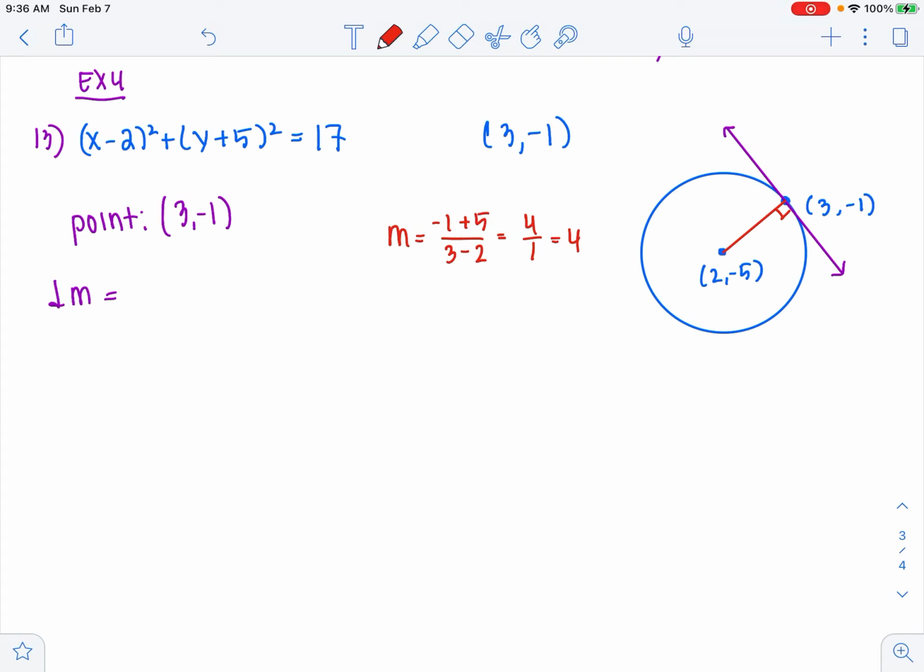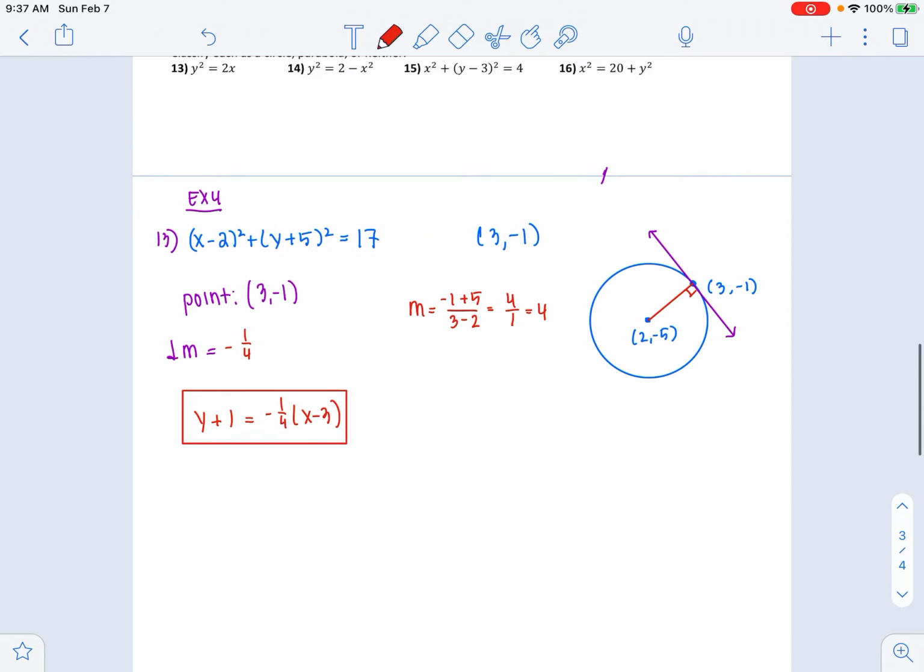So the slope of the red line is 4, but I want the slope of the purple line, which is perpendicular to it, so I need the opposite reciprocal. So then I can write my equation of my line, y minus -1, so plus 1, equals -1/4 times x minus x1. And there's my tangent line.